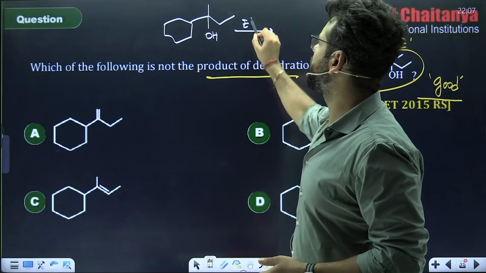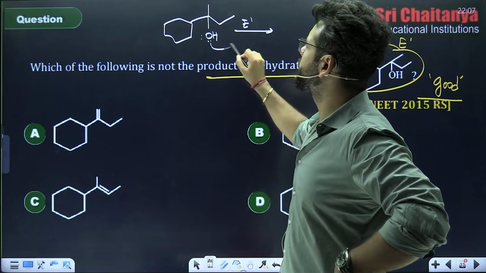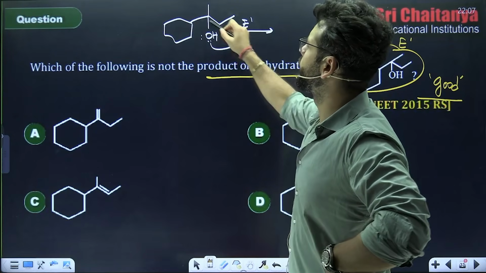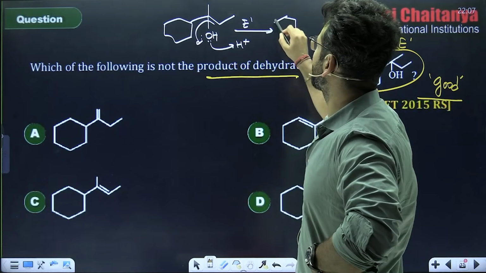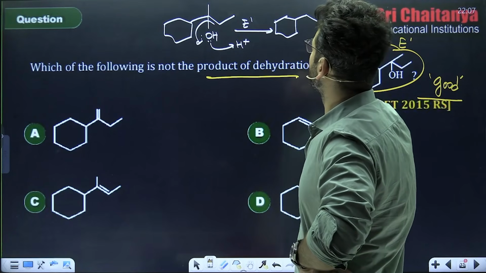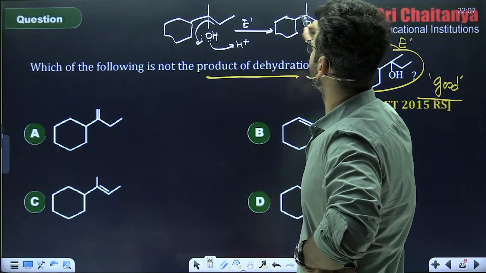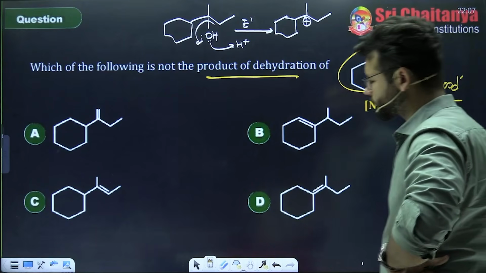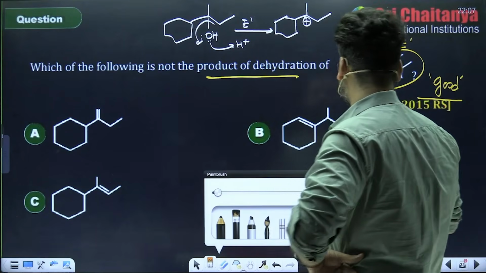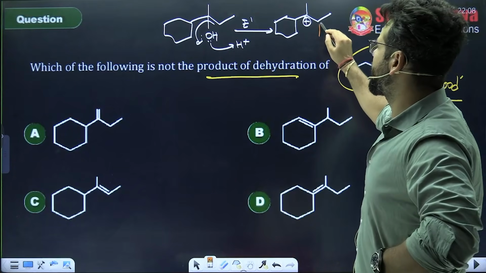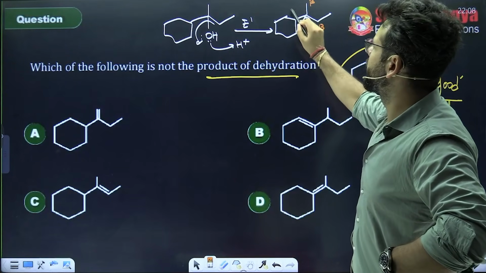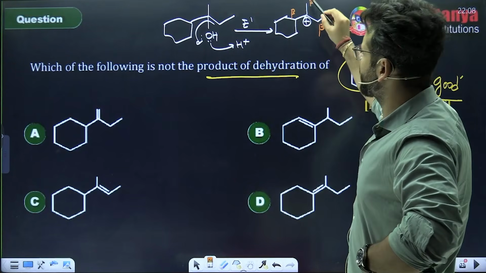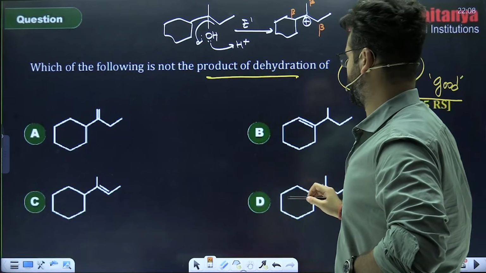E1 mechanism. OH takes the H plus and water gets removed, giving you a nice carbocation, which is a tertiary carbocation. Now think, from this carbocation, this is beta, this is beta, this is beta. One product can be formed here, which is this one.